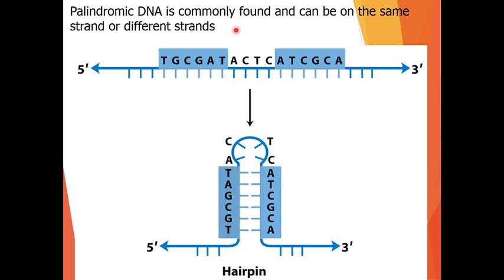Palindromic DNA is commonly found and can be on the same strand or on different strands. When a palindrome is found on the same strand, as can be seen here, they usually form hairpins because a palindromic sequence can hydrogen bond with another palindromic sequence. For example, TGCGAT can hydrogen bond with ATCGCA, and hence this strand becomes a hairpin.